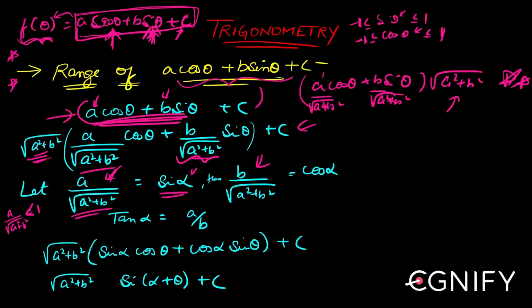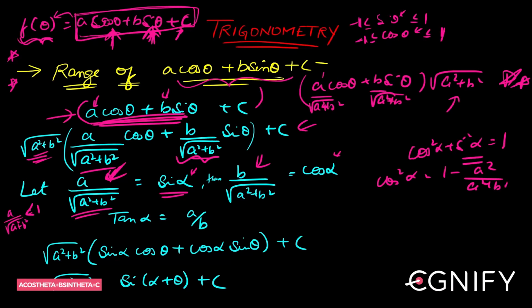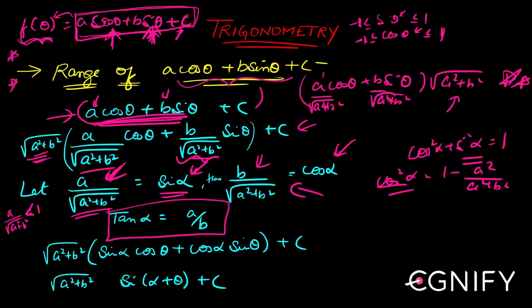Why? Because if you square these two, cos square alpha plus sin square alpha, you have to get 1, right? So sin square alpha is this, and cos square alpha will be 1 minus a square by a square plus b square. From that, your cos alpha will automatically be this, right? If sin alpha is this and cos alpha is this, then tan alpha will be a by b. So now this is my sin alpha, this is my cos alpha. Under root a square plus b square is still there as it is. This I can change to sin alpha, this I can change to cos alpha, because that's what I've assumed. So this is the sin alpha cos theta plus cos alpha sin theta form. So sin of alpha plus theta, right? The sin a plus b formula that you have seen before.